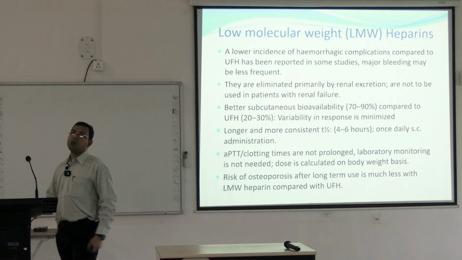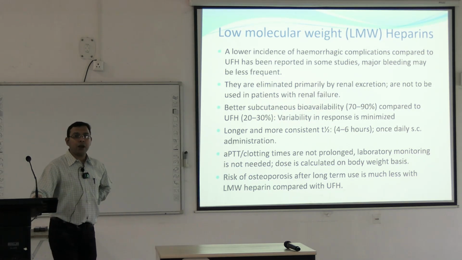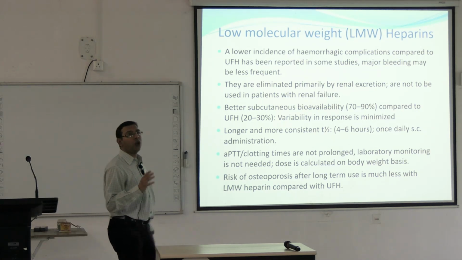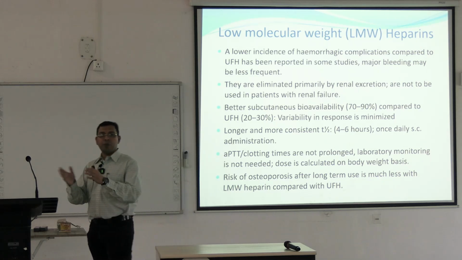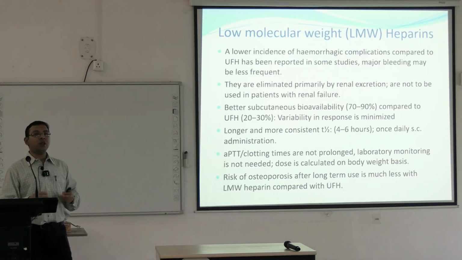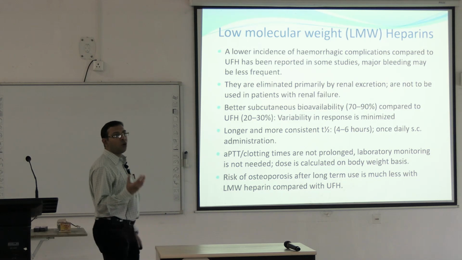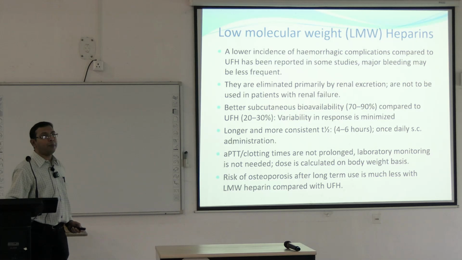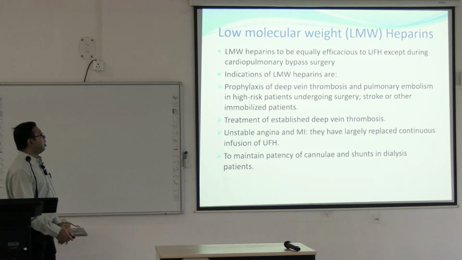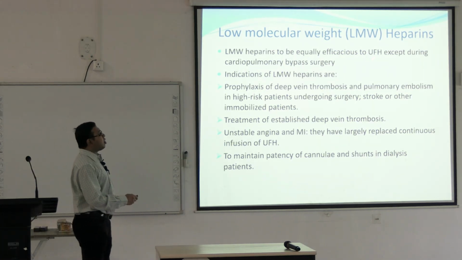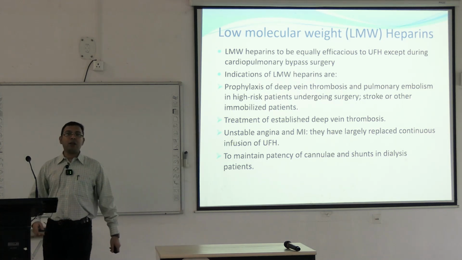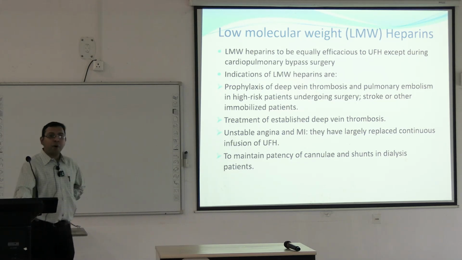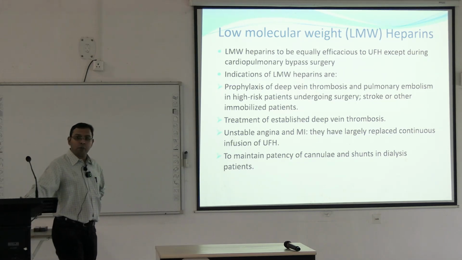So this is a very important question. That is why low molecular weight heparin is usually preferred over unfractionated heparin. What are the advantages of low molecular weight heparin over unfractionated heparin? You have to write everything: better subcutaneous bioavailability, more consistent half-life, monitoring is not needed, the mechanism of action, and so on. The bleeding time is not prolonged. And it is equally efficacious to unfractionated heparin except in cardiopulmonary bypass surgery. In cardiopulmonary bypass, we need a high grade of anticoagulation, which is why we need unfractionated heparin. Apart from this, in all other cases we basically use low molecular weight heparin.